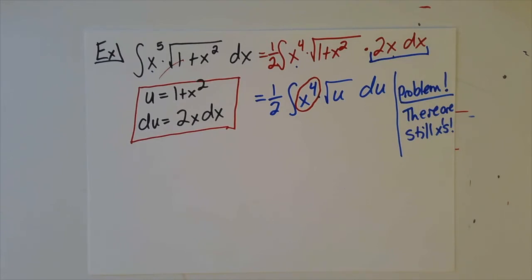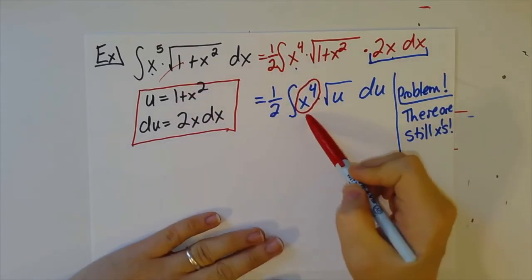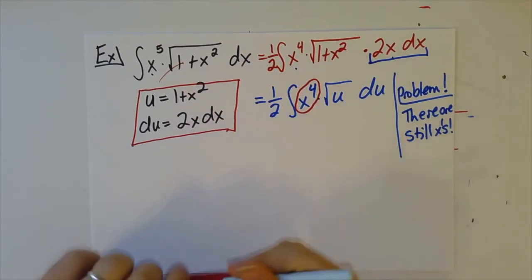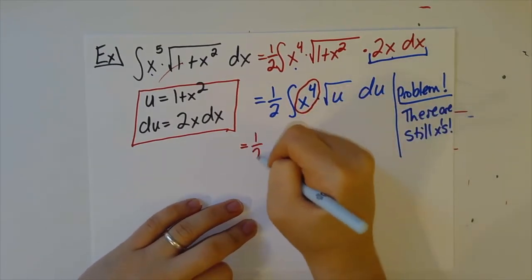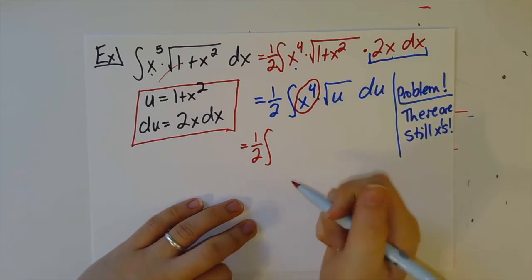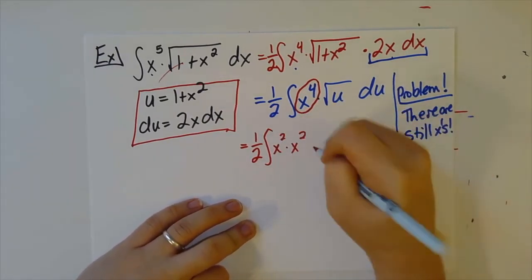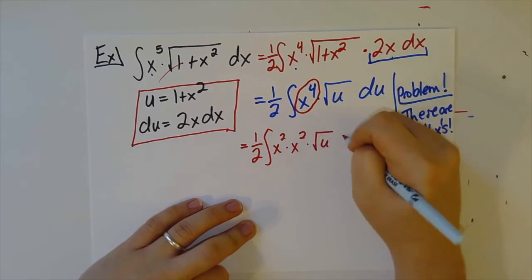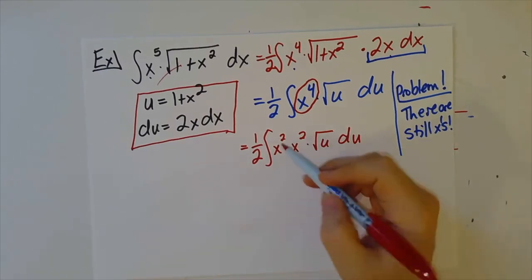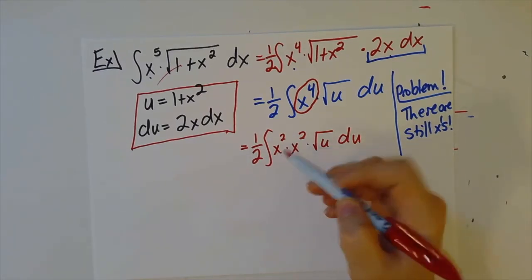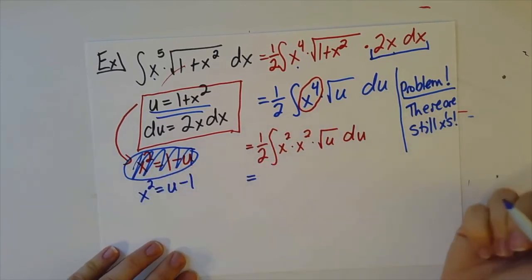And the reason for that is that this is the right choice for u. We just have to work a little bit harder. Namely, I want to rewrite this x to the fourth as being 2 x squareds multiplied together. Remember, again, you add exponents. Okay. And I want to notice that x squared actually is pretty closely related to u. Namely, x squared is u minus 1.